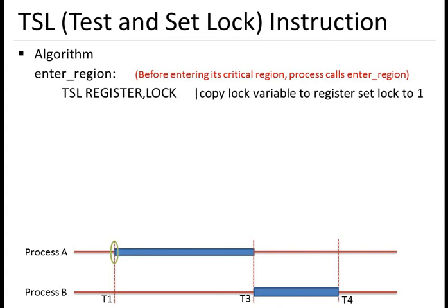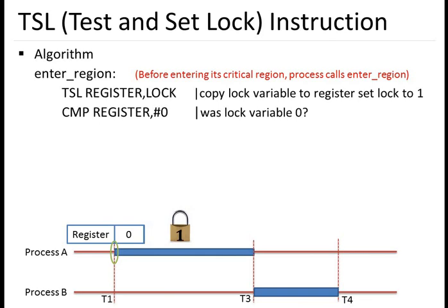TSL register, lock: copy the lock variable to the register and set the lock to 1. So what will happen over here? This is the entry of the critical section. The lock will become 1. You can see the previous value is 0. The value of this lock is copied into the register, so it's 0. And after that, the lock is set to 1.